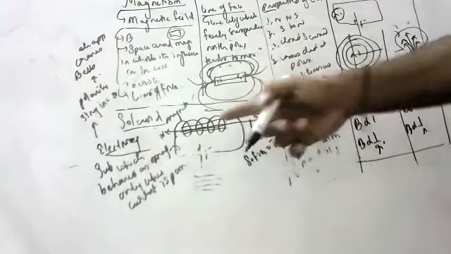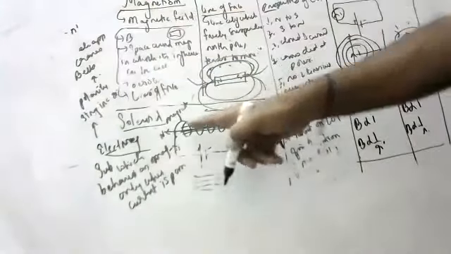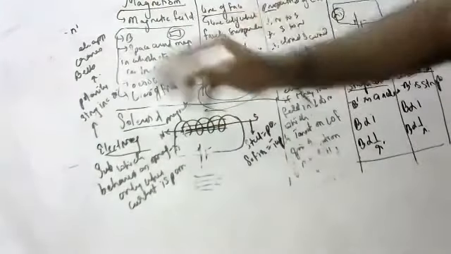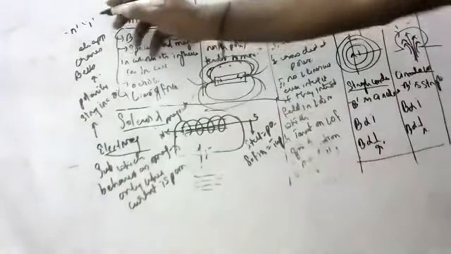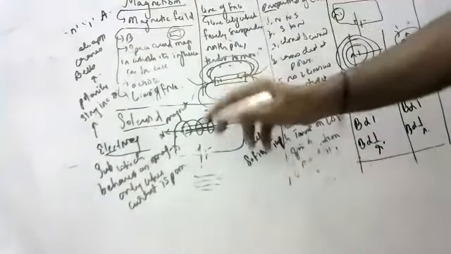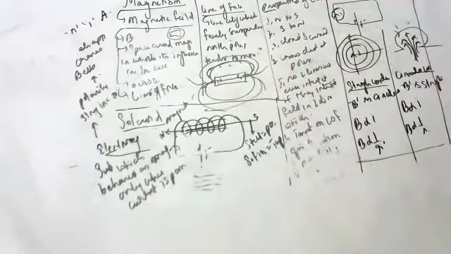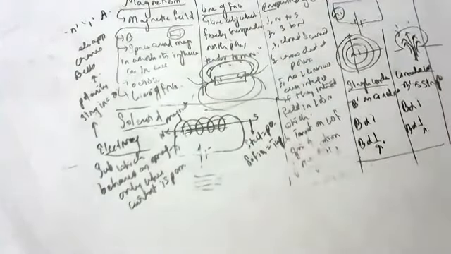On what factors does the strength of the magnet inside the solenoid depend? The number of turns: the more turns you keep, the stronger it becomes. And the current, and the area of the circular coil. So next one, children.